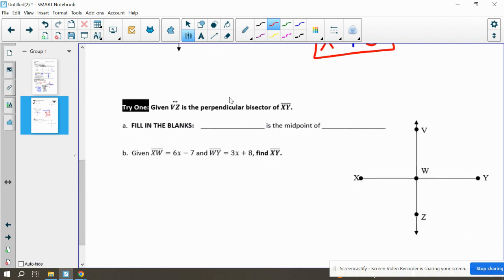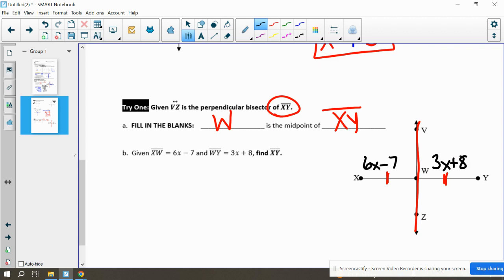Last but not least, reminder, they are giving us VZ. This line is the perpendicular bisector of segment XY. Again, of XY. That's the one getting cut into 2 equal pieces. So we know point W is the midpoint of that segment XY. So after labeling our given information that XW is 6x minus 7, WY is 3x plus 8, find x first, then plug it back in to find the length of X to Y.